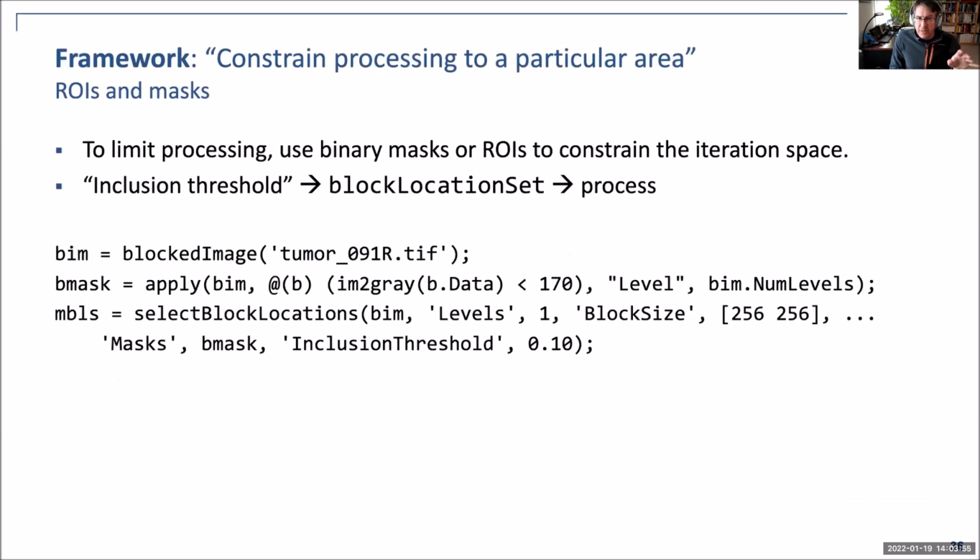And here's an example that shows how to select just non-overlapping blocks that have darker values, which, as I mentioned earlier, relates to the tissue in the histology image, right? So we're going to look for any value that's less than 170 is considered to be a foreground value, and everything else is background. We'll use that to make a mask, use that to set the block locations that we're going to use for our processing.